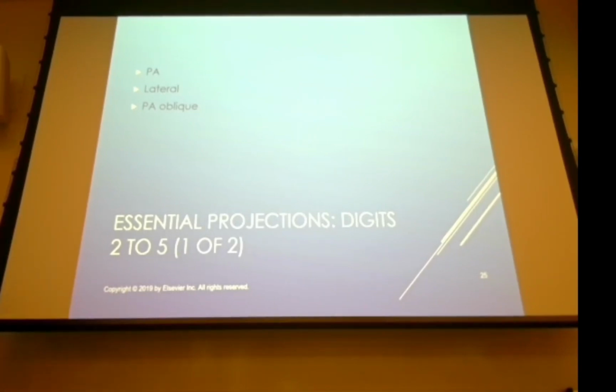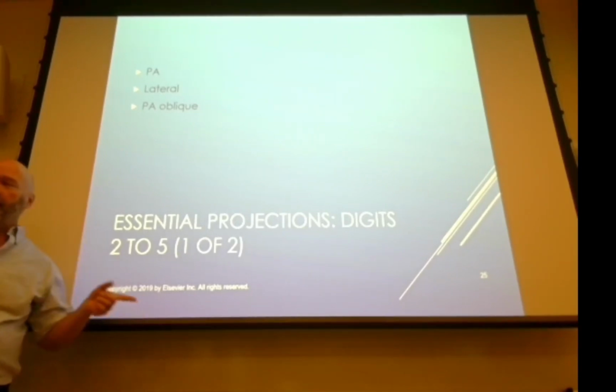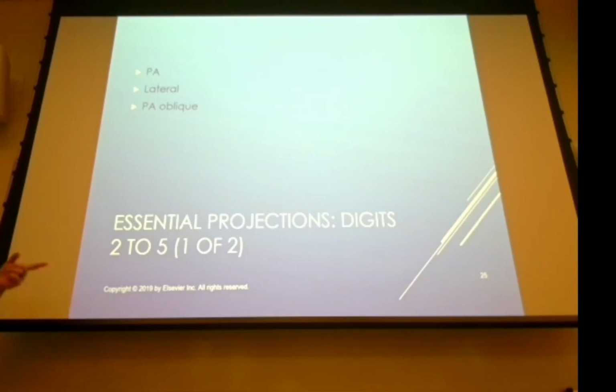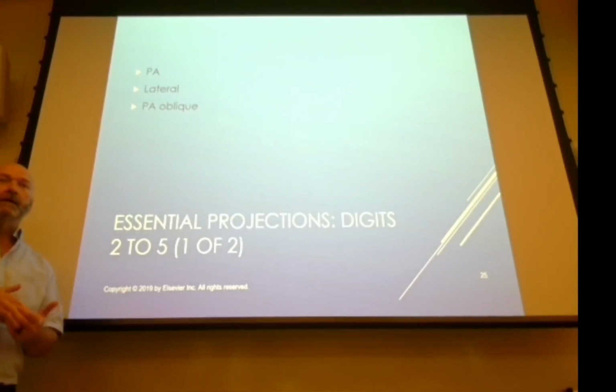Now, let's simplify this. Every oblique that we're going to talk about until I tell you otherwise is going to be 45 degrees. How many degrees? 45. Every single one of them until I tell you otherwise. Everyone's going to be 45 degrees. So we're going to talk about PA, we're going to talk about lateral, and then we're going to have some variations on the oblique, but the degree of oblique is always going to be 45 degrees, exactly.